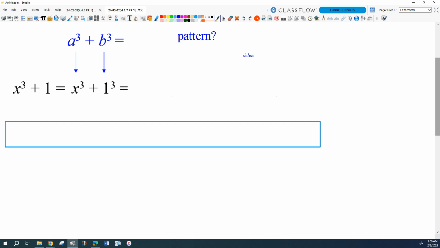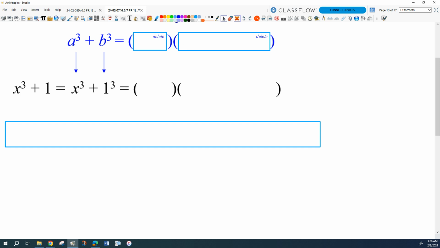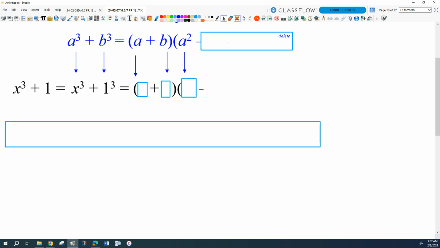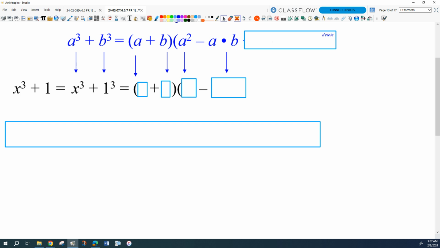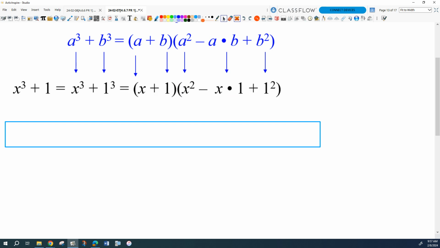1. Okay. Now we want to see if we can fit that pattern. So what is the pattern? A cubed plus B cubed equals A plus B times A squared minus AB plus B squared. There you go. Good. Okay, and now we just fill in A and B and we're done, right? So that's what we get. Make sense? Okay. Is there any chance we could factor that trinomial?